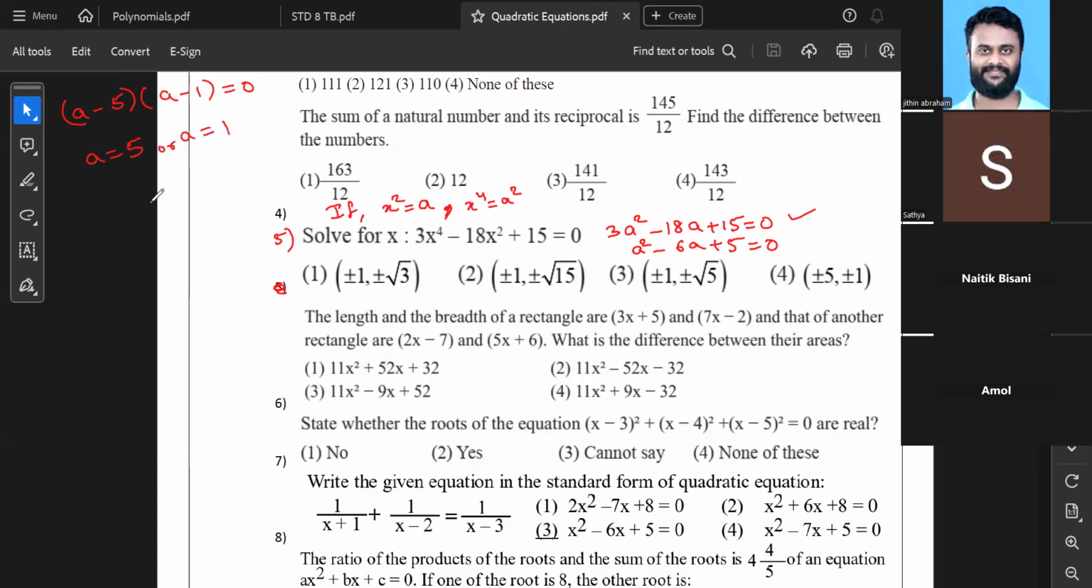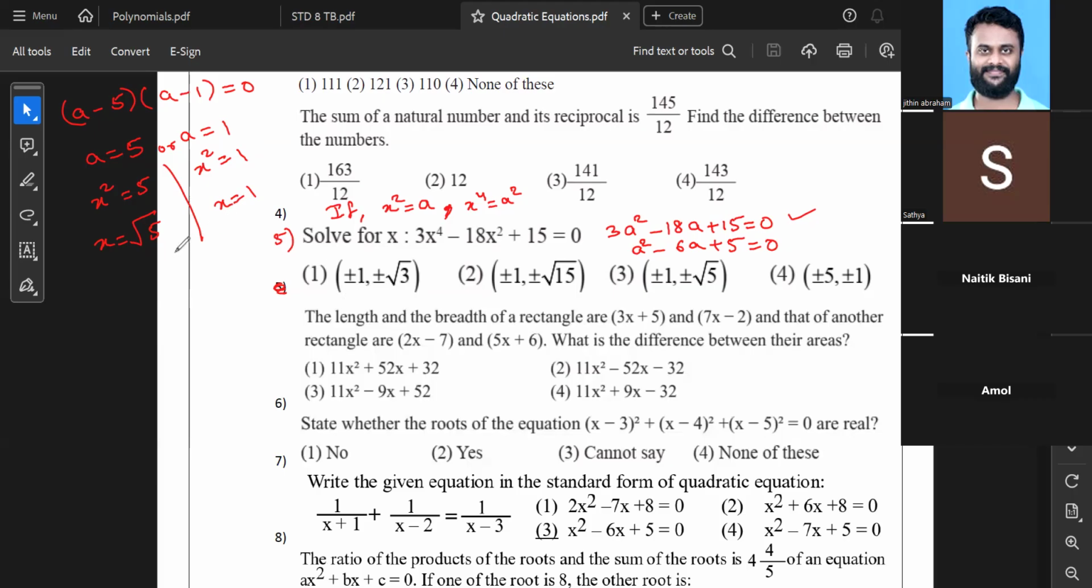Okay, I'm getting a's value. But the problem is the question is not asking for a's value, but it is asking for x's value. Now, a's value is what we have considered a as x squared. So instead of a, I'll write x squared is equal to 5. That gives me x is equal to root of 5. Similarly, over here, in place of a, I'll write x squared is equal to 1. That gives me x is equal to 1. So ultimately, the solution for this is what?